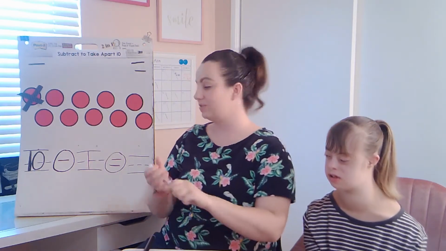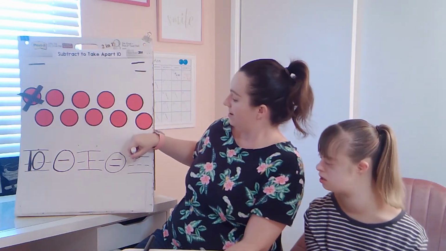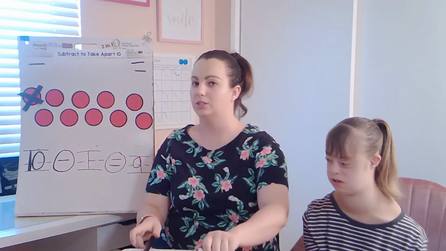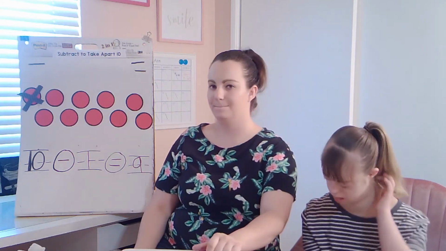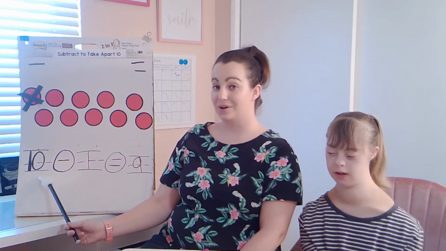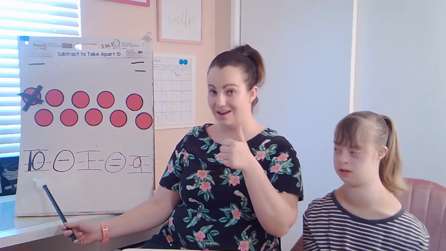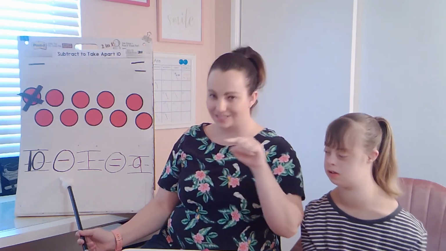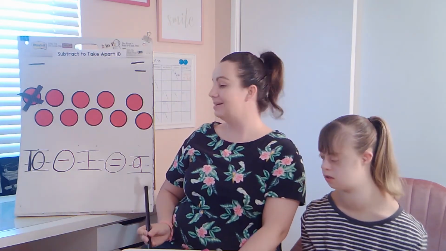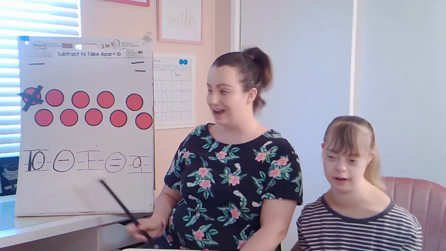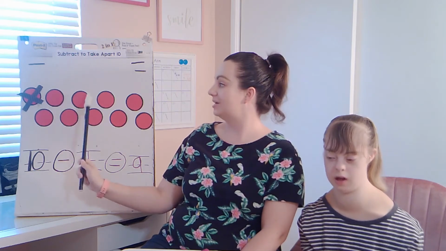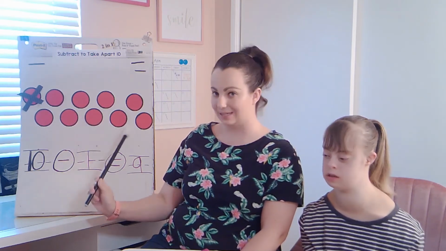9, yes. So we write our answer over here. 9 after the equal sign. And let's just go back, double check our answer, okay? Ready? We're going to read it together. Set, read with me. 10 minus or take away 1 equals 9. Yeah. 10 counters, take away 1. We still have 9 left.